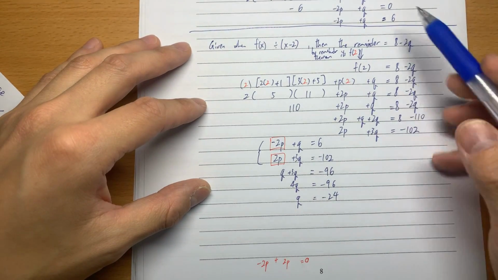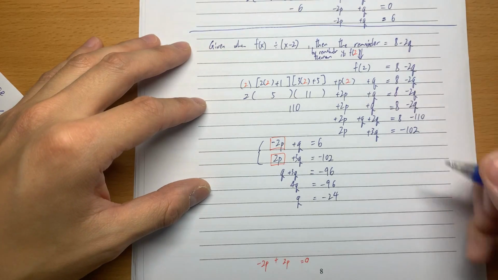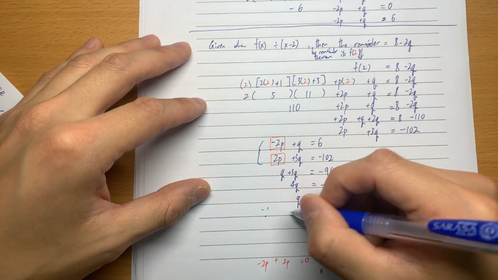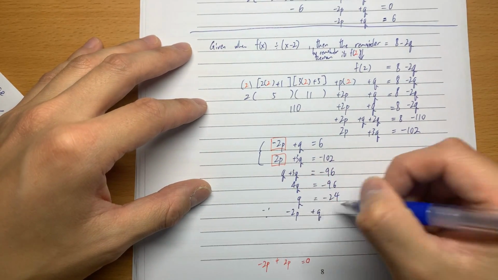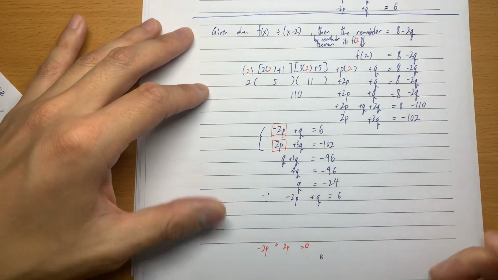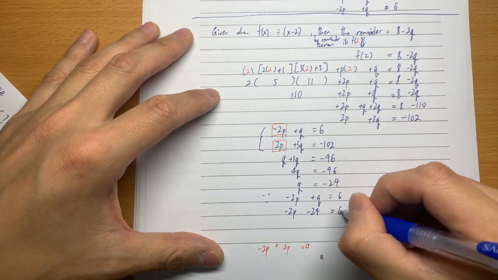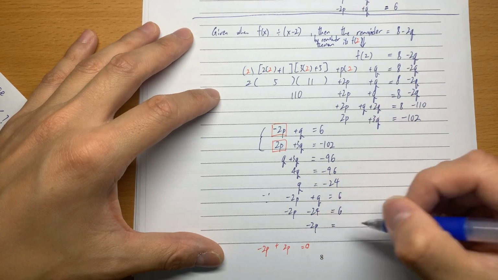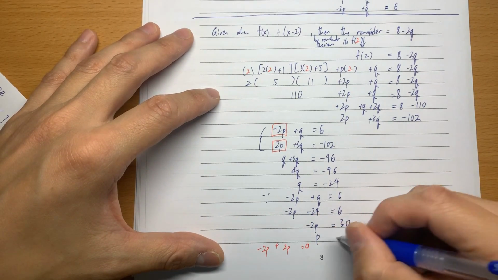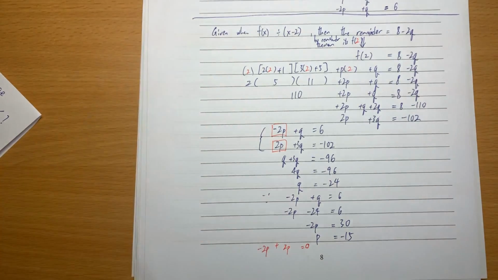After that, by any of the equations here, you can solve it. Since negative 2p plus q is equal to 6, we already know that. So negative 2p minus 24 is equal to 6. Negative 2p is equal to 30. p is equal to negative 15. We solved part A already.